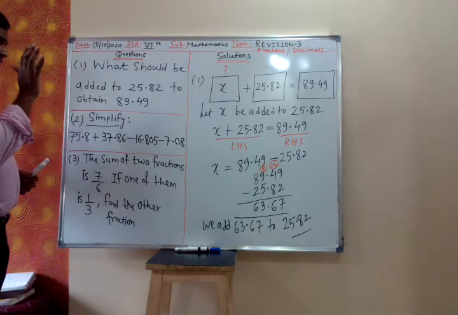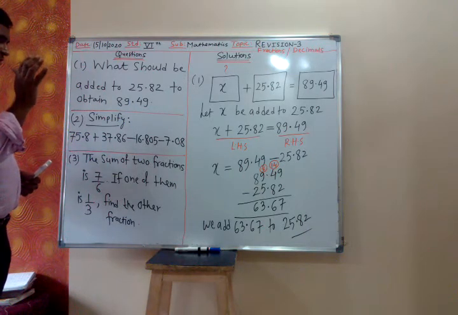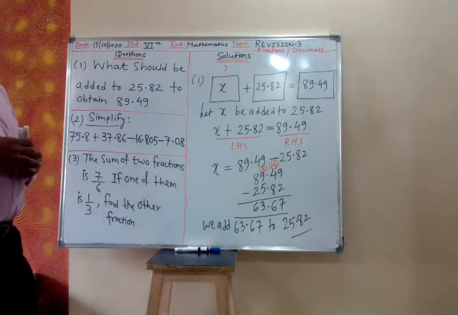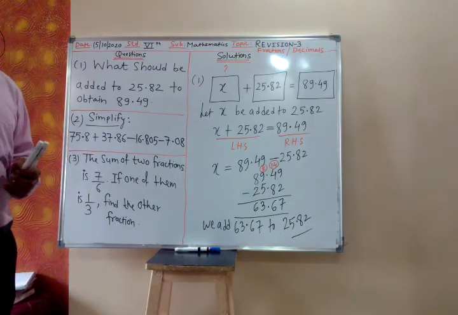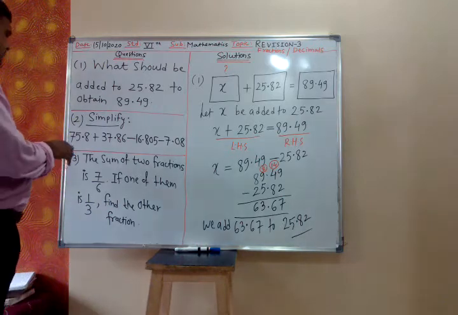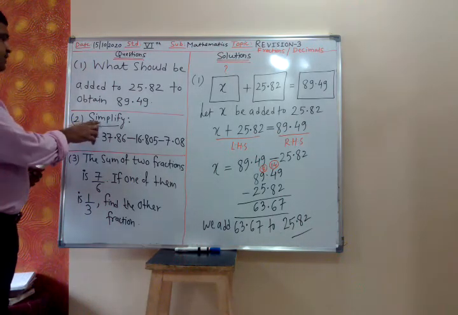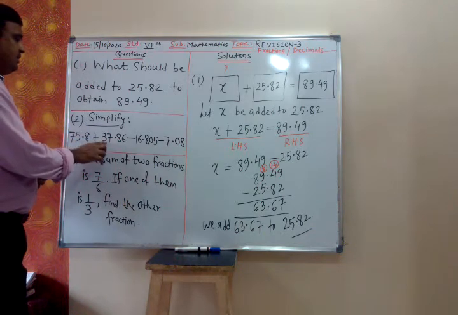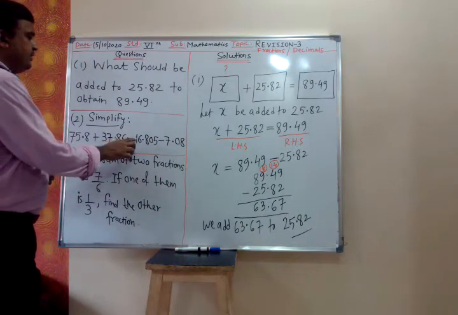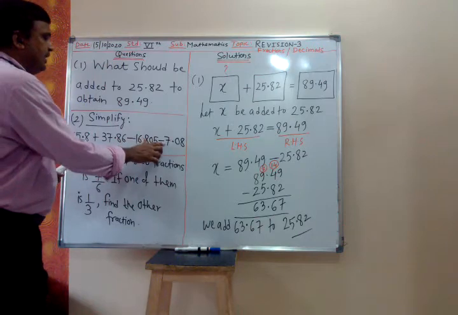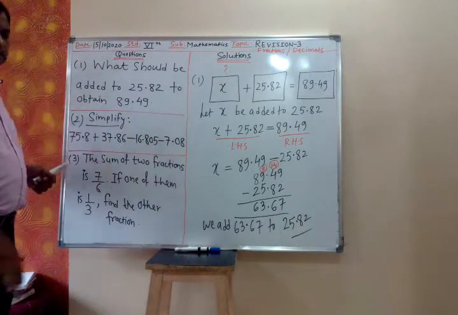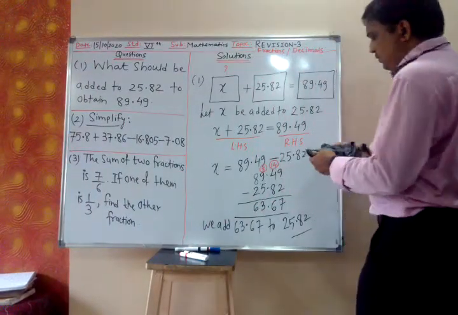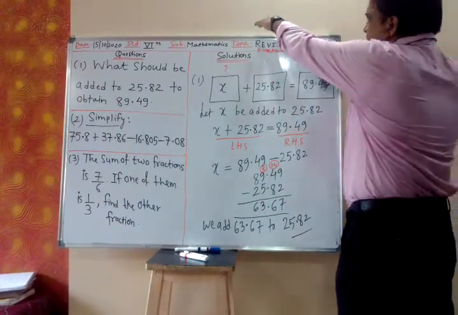Yes, very good, very good, very good. Second question is simplify 75.8 plus 37.86 minus 16.805 minus 7.08. So we have to simplify. So I think first question is over. Everybody has written.